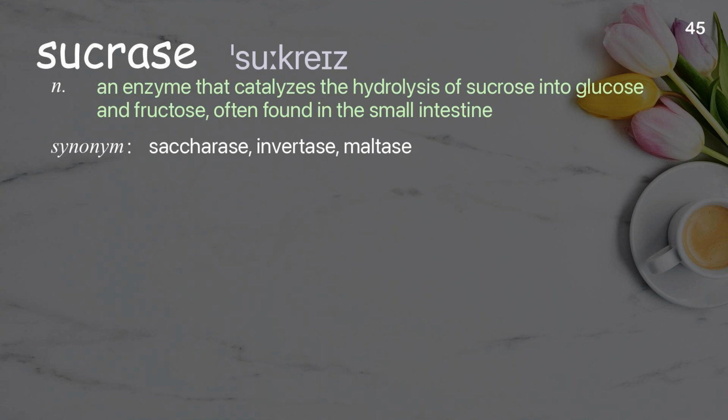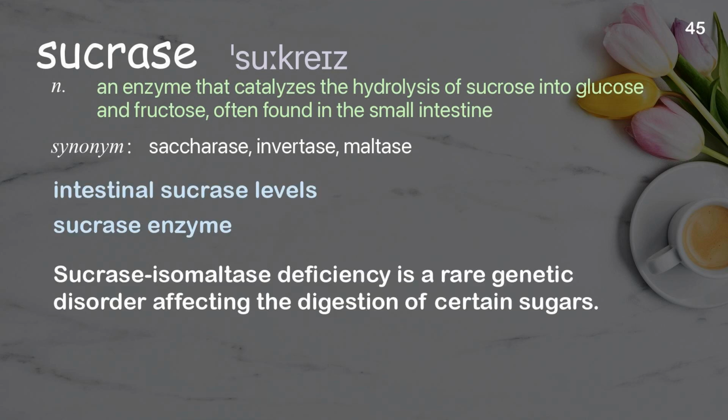Sucrase. An enzyme that catalyzes the hydrolysis of sucrose into glucose and fructose, often found in the small intestine. Examples: Intestinal sucrase levels. Sucrase enzyme. Sucrase isomaltase deficiency is a rare genetic disorder affecting the digestion of certain sugars.